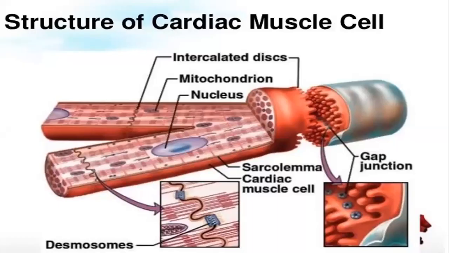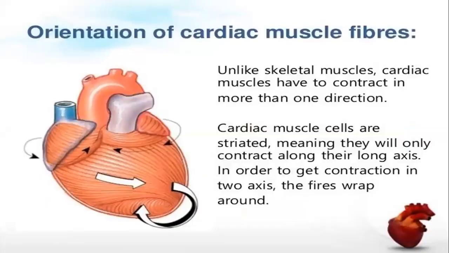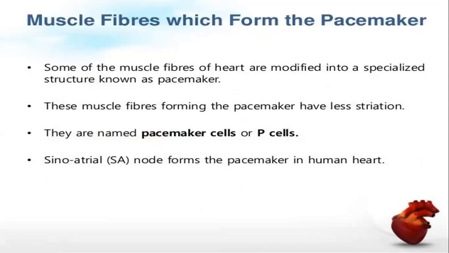In the cardiac muscle, we have already said, there are plenty of mitochondria present, which provides it the oxidative metabolism. Unlike the skeletal muscle, cardiac muscle has to contract in more than one direction. They are not attached to the bones and joints. Cardiac muscles are striated, meaning they will only contract along their long axis. In order to get contraction in two axes, the fibers wrap around.